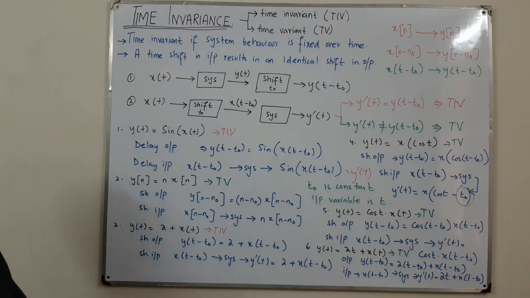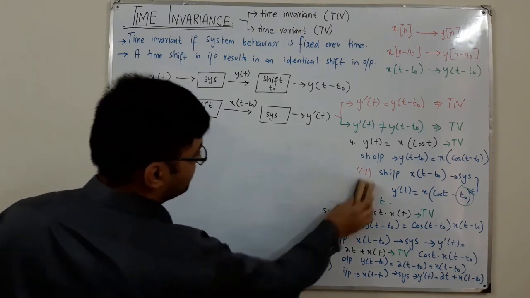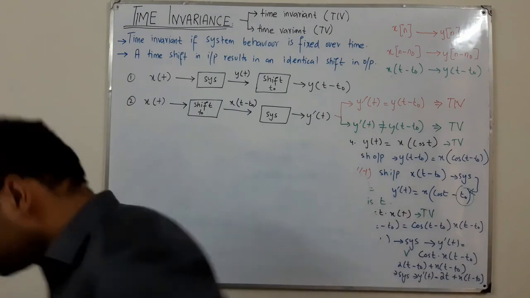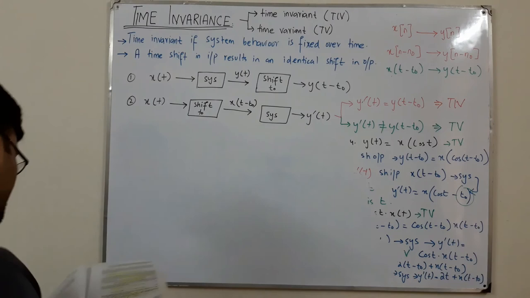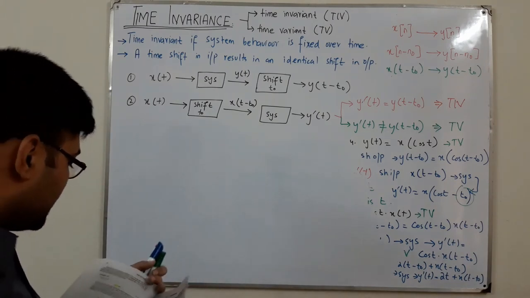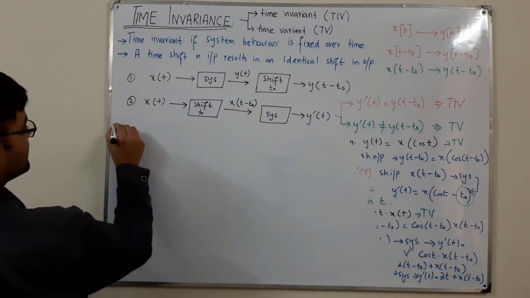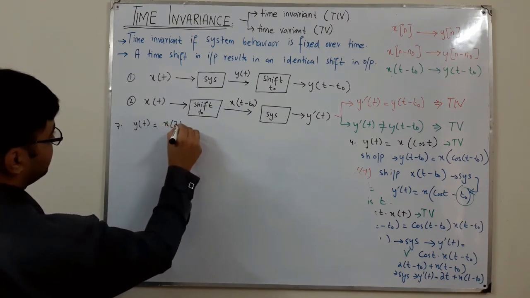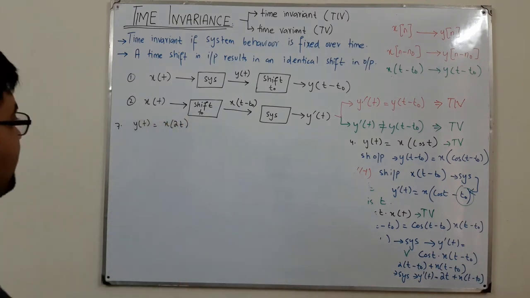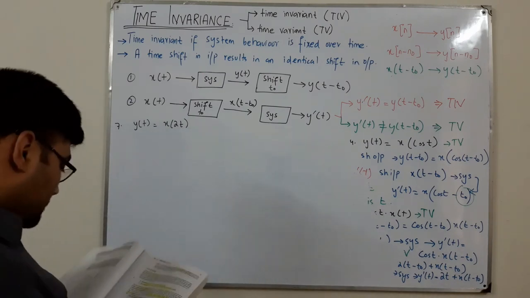So the book graph. Let me draw it over here somewhere. Okay, so where is the book? Over here it is. What does it say? Y of t is given to be x of 2t. This is example number 7, I believe. Y of t is given to be x of 2t. You can do it yourself mathematically as well, but I believe here we have a graphical approach.